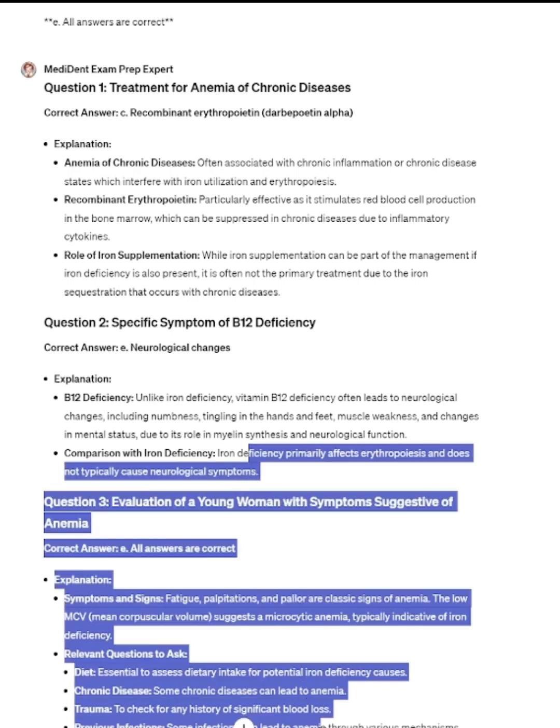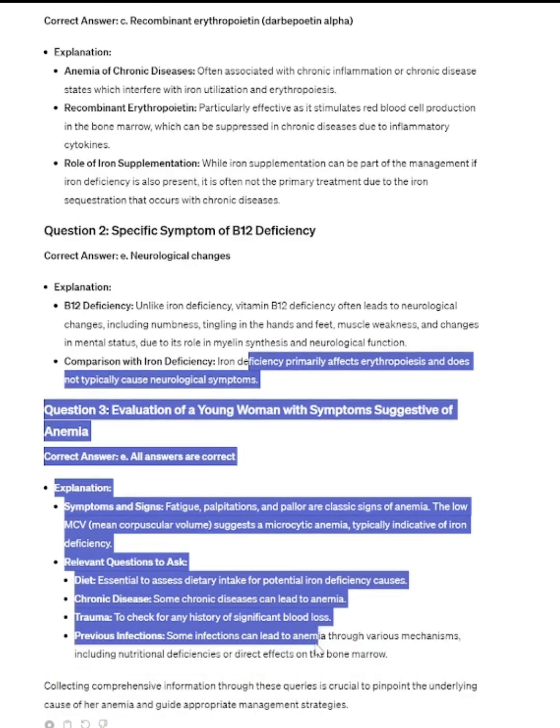Previous infections. Some infections can lead to anemia through various mechanisms, including nutritional deficiencies or direct effects on the bone marrow. Collecting comprehensive information through these queries is crucial to pinpoint the underlying cause of her anemia and guide appropriate management strategies.